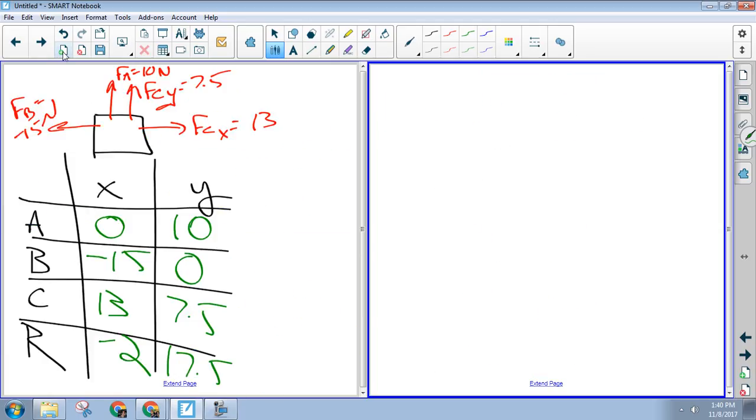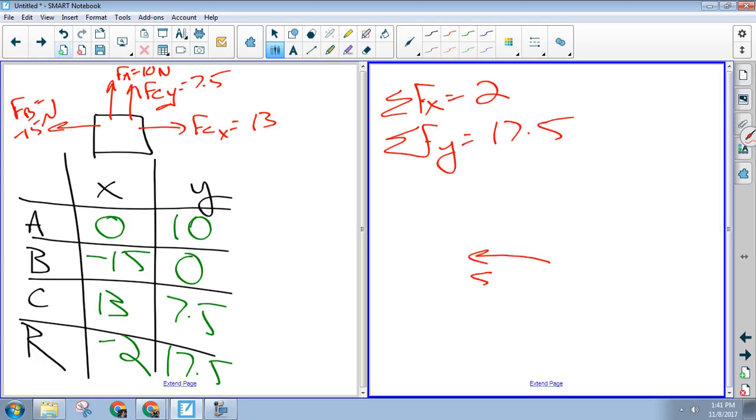Because now what I can do is I can go, oh, well that means that my net force in the x direction is negative 2. My net force in the y direction is 17.5. Net force in the x direction, negative 2. Net force in the y direction, 17.5. Notice, how did I draw those two components? Head to tail. And then I can find my net force.